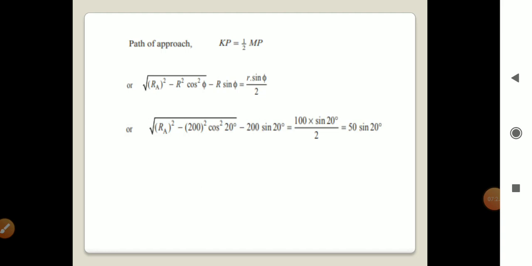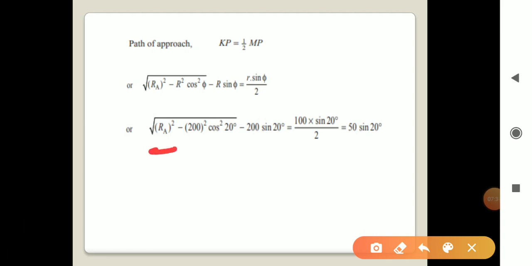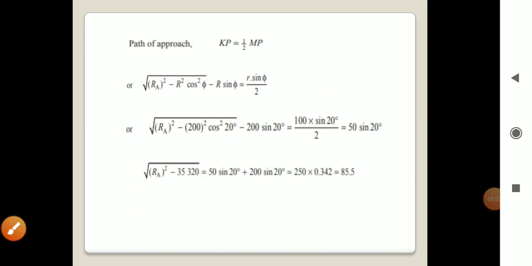So put the values. We don't know the value of RA, keep it as it is. We have the value of capital R, that is 200 mm. Cos square of 20, since phi is equal to 20, minus capital R into sin of 20, is equal to small r, that is 100, into sin 20 divided by 2. So we got 50 sin of 20 on this side.